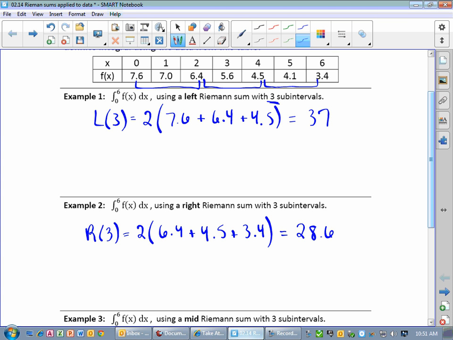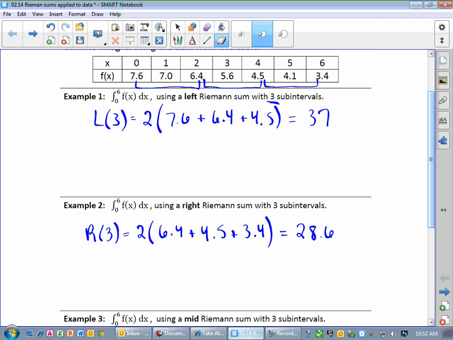Now look at the data in this table. Is this function, based on just this data, increasing or decreasing? Based on just this data, it's decreasing. We don't necessarily know that it's doing this, because in between 5 and 6, it could shoot up to 3 million for all we know. So all we know are these. But based on the data, it appears to be decreasing. And so would the left Riemann sum give us an overestimate or an underestimate? The left would give us an over, so notice the bigger number. The right Riemann sum will give us an underestimate. And so what's going to be right in the middle?